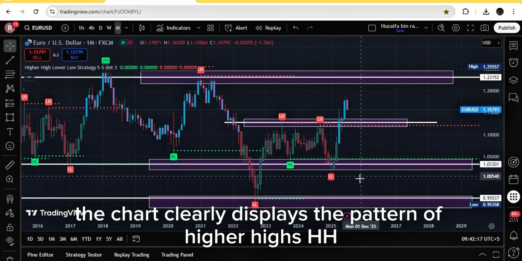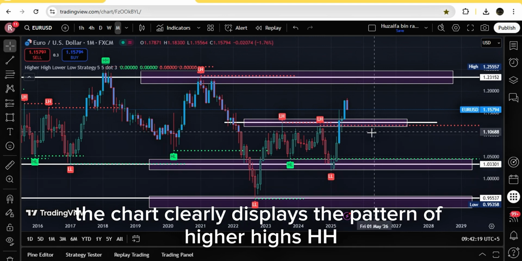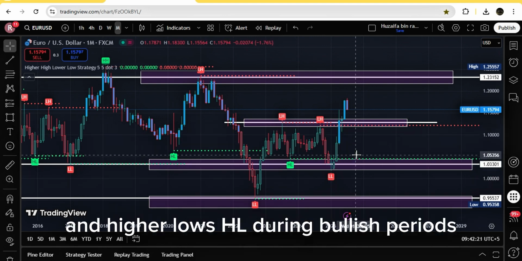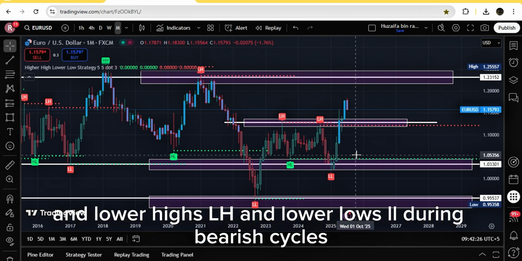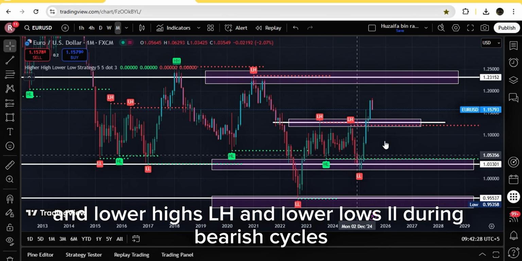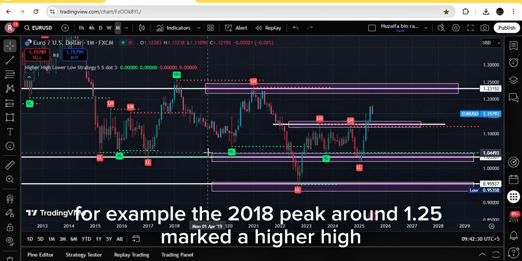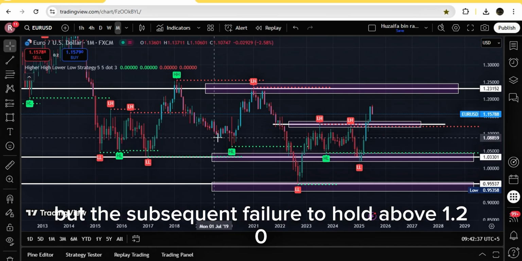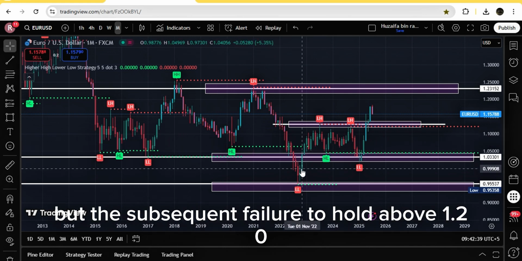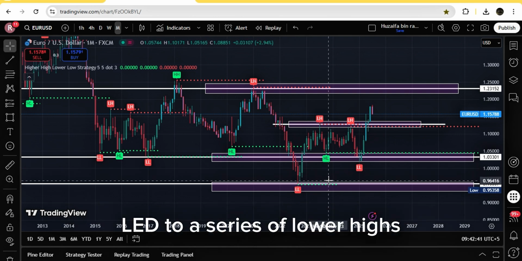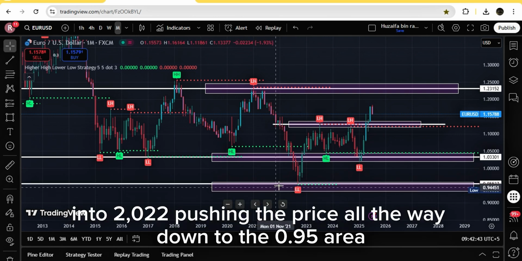The chart clearly displays the pattern of higher highs, HH, and higher lows, HL, during bullish periods and lower highs, LH, and lower lows, LL, during bearish cycles. For example, the 2018 peak around 1.25 marked a higher high, but the subsequent failure to hold above 1.20 led to a series of lower highs into 2022, pushing the price all the way down to the 0.95 area.